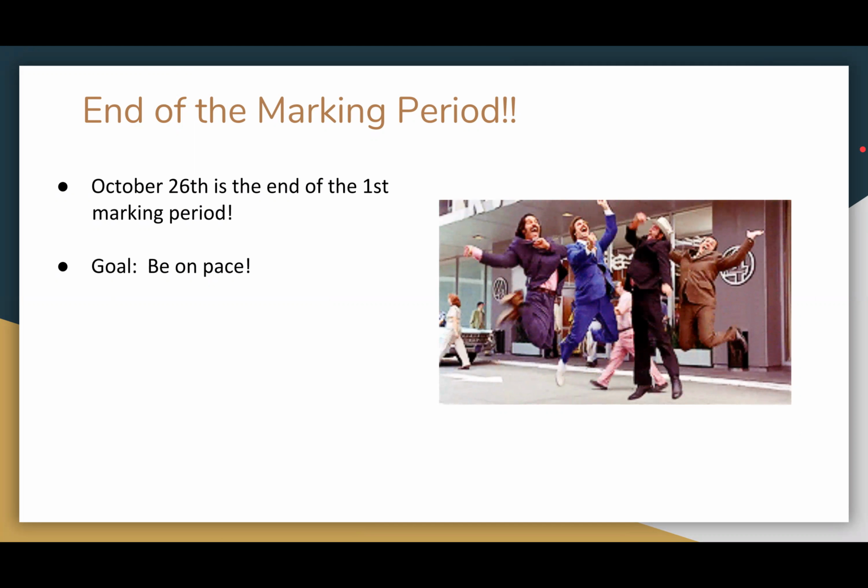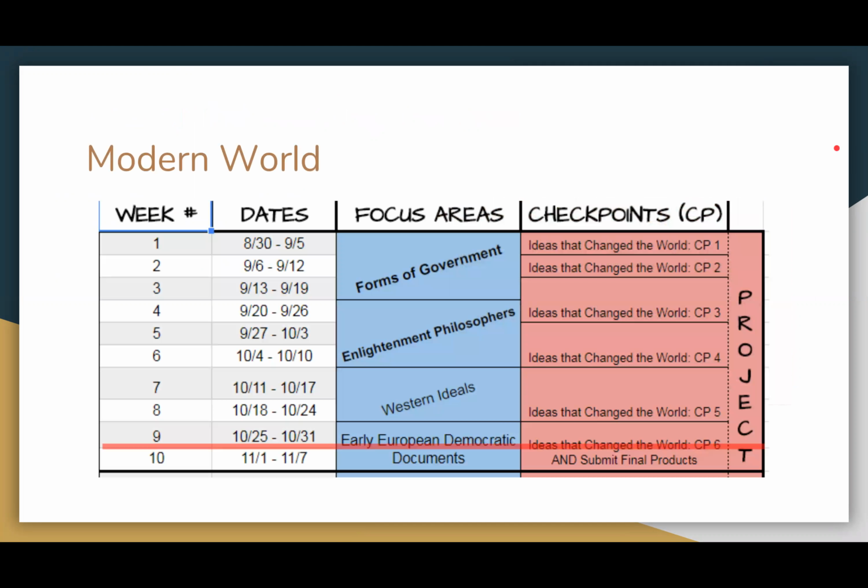So how do you be on pace? If you're in Modern World, remember the PACE chart is always found in the About page of the correct Google Classroom, whatever class you're in. You want to make sure that you're looking at the PACE chart. You should be going down the weeks and finding the correct date. So if the end of the marking period is on the 26th, that falls within this range. So pretend there's a line drawn here, and everything above this line you should have done by the end of the marking period.